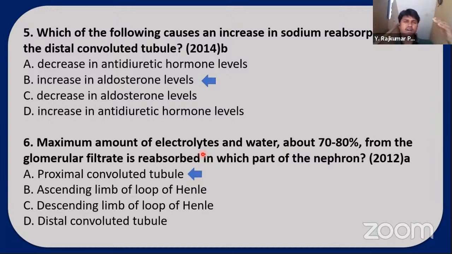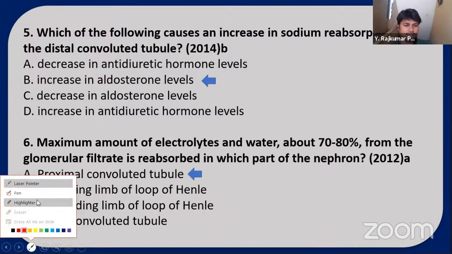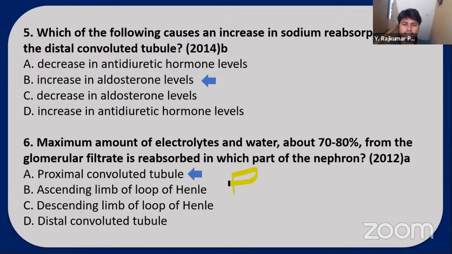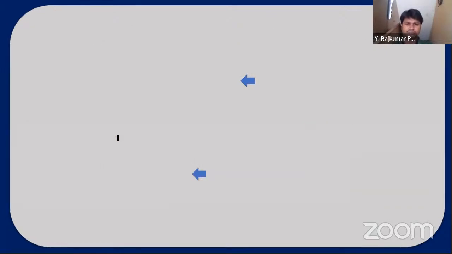So, in all these structures, the proximal convoluted tubule, which is also called PCT, right? PCT, proximal convoluted tubule, has more reabsorption. Around 70 to 80% of the reabsorption takes place in this proximal convoluted tubule. Okay, let's go to the next question.